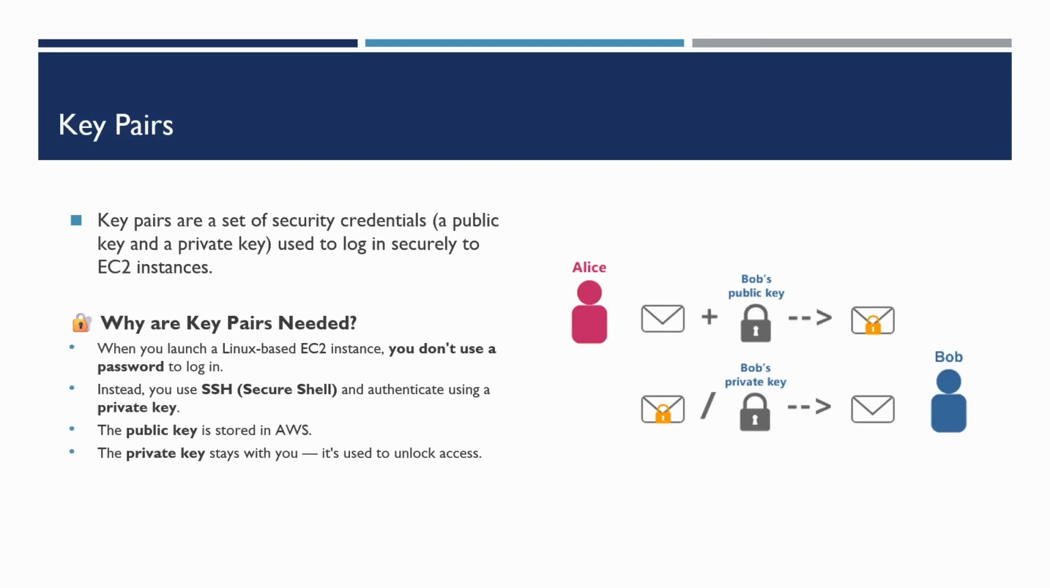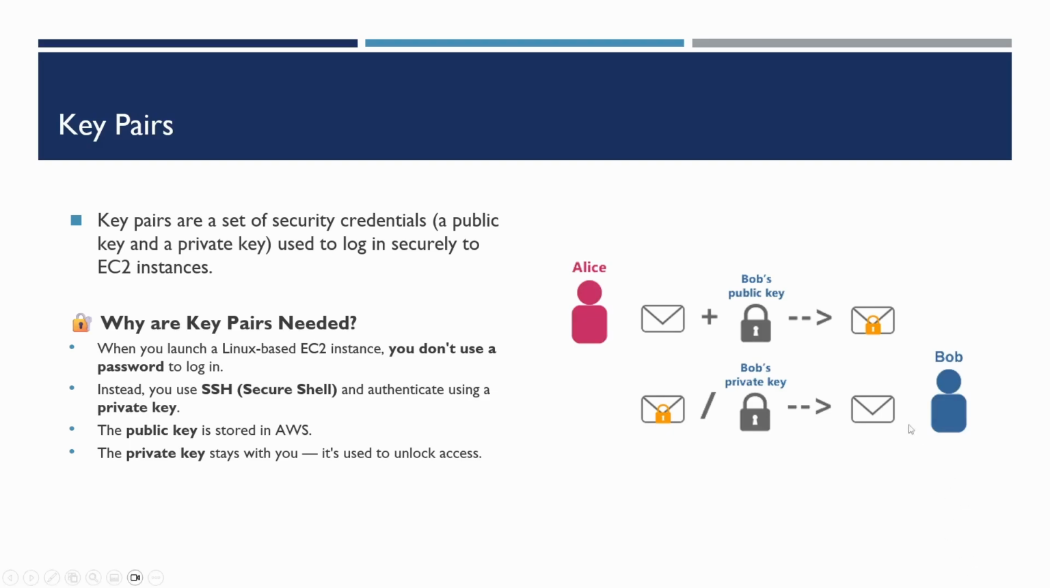So, very important, as I told you before, key pairs. Key pairs, as you know, are a set of security credentials, a public key and a private key, used to log in securely to EC2 instances. I have kept a separate slide for this because understanding key pairs is a bit tricky, as you may not be used to using key pairs to log in. So we will look at an explanation of how things work.